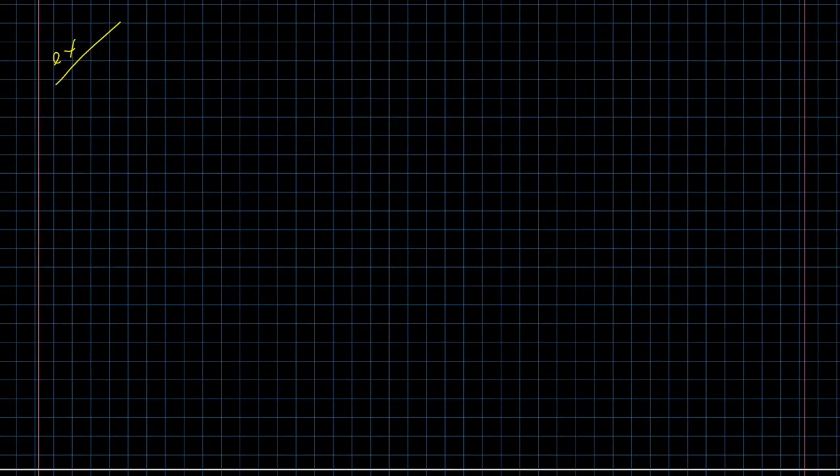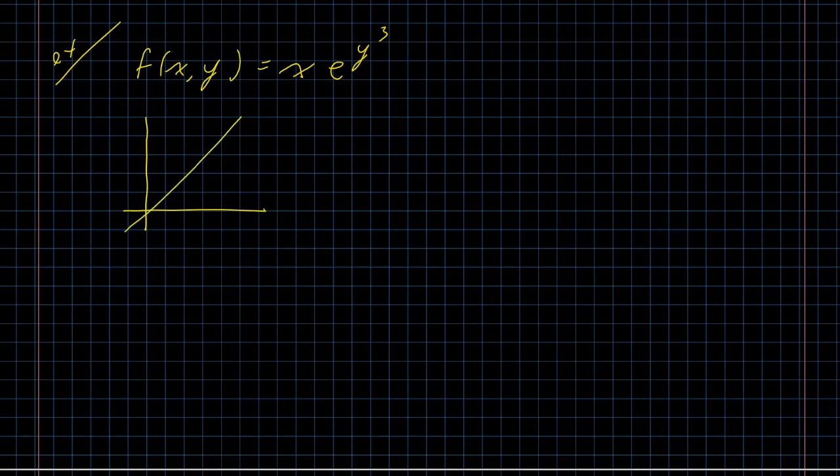This time, let's look at a more complicated function. f of x and y is equal to x times e to the y cubed. And because the function is more complicated, let's look at a region of integration that's a little bit simpler. I'm going to set up a triangle here bounded by the y-axis, the line y equals x, and the line y equals 4. All right, so there's my region of integration.